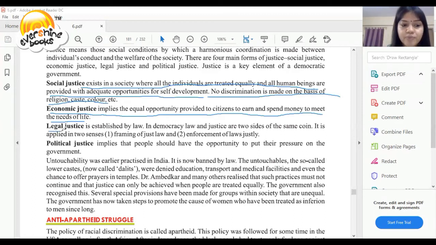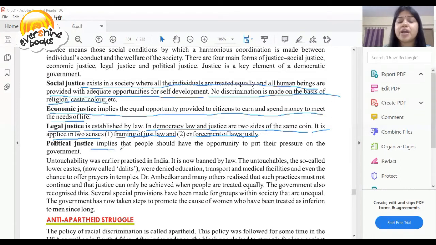But the next important justice key element is legal justice. What is legal justice? So legal justice is stabilized by law. In democracy, law and justice are two sides of the same coin. It is applied in two senses: framing of just a law, enforcement of law justly. So, the last and important form of justice is political justice.